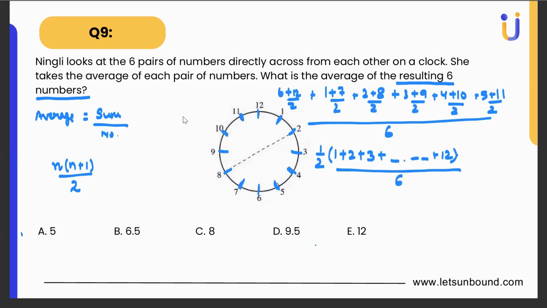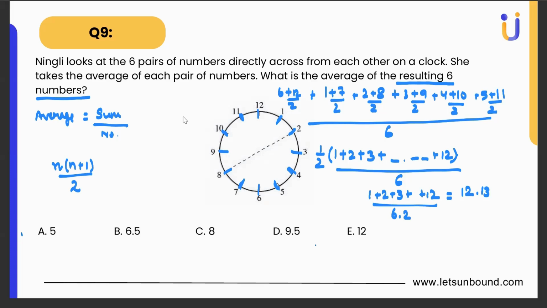And where does this 2 go? The 2 will go in multiplication. I will have it in multiplication with the denominator because it's being divided. So I'll have 1 plus 2 plus 3 all the way up till 12 divided by 6 times 2, right? And what is the formula that we discussed for the sum of numbers from 1 to 12? It is 12 times 13 divided by 2.